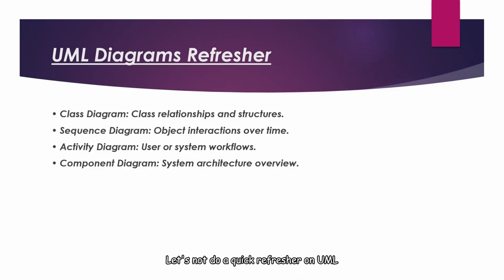Let's now do a quick refresher on UML diagrams, which will play a significant role in your documentation. Class diagrams. These diagrams show the static structure of your system, displaying classes, their attributes, methods, and relationships. Sequence diagrams. These diagrams represent how objects interact with each other over time, showing the order of method calls. Activity diagrams. These diagrams capture workflows, such as the steps a user or a system follows to complete a task.